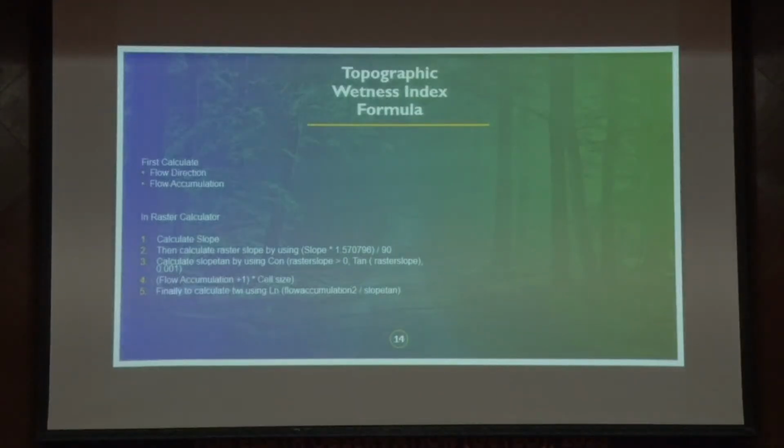This is the formula of the topographic wetness index. In this formula, first we calculate the flow direction, then calculate the flow accumulation, and then in the raster calculator we calculate the slope, and then create the raster slope using this formula. Then with slope and flow accumulation, finally we calculate the topographic wetness index by this formula.